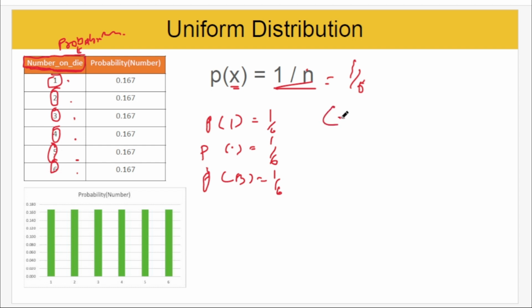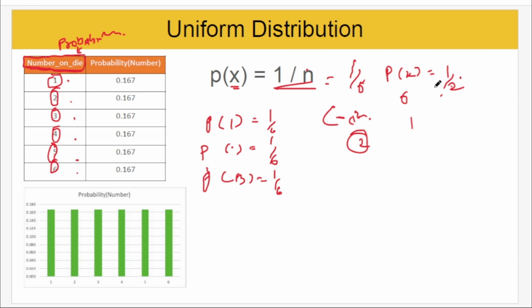What about a coin toss? There are only 2 outcomes. So what will it become? Probability of x is equal to 1 by 2. Whatever x you plug in, 0, 1 by 2; 1, 1 by 2; head 1 by 2; tail 1 by 2. This is what uniform distribution is, right?